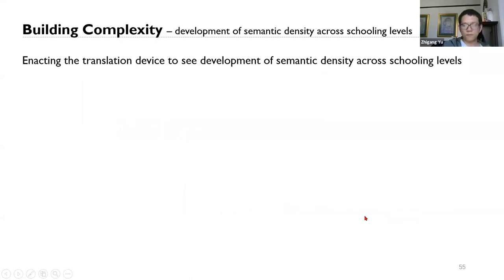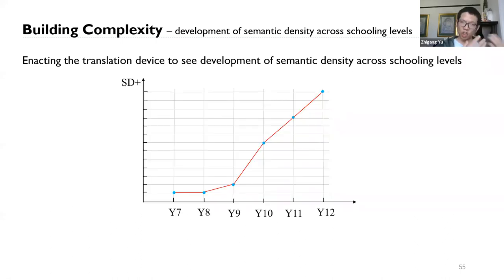So here, the previous part is focused on the same topic, which can help us see the decrease of the complexity of meaning very convincingly. But I still want to enact this translation device to see the development of semantic density across the schooling levels. So this is a very sketchy graph that I get from my analysis using the translation device. This point here means the most complicated, the highest semantic density in each year. For example, in year 7, it only uses molecular formulas.